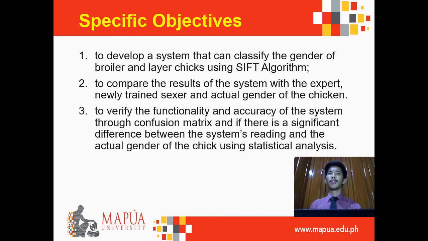2. To compare the results of the system with the expert, newly trained sexer, and the actual gender of the chick. And lastly, to verify the functionality and accuracy of the system through confusion matrix, and if there is a significant difference between the system's reading and the actual gender of the chick using statistical analysis.